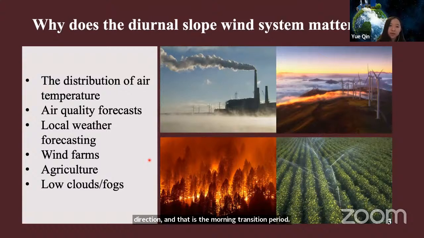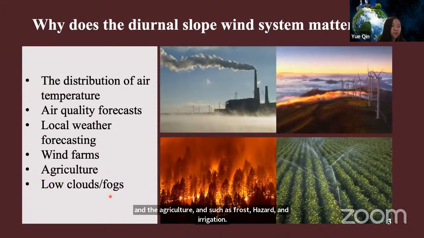So why does the diurnal slope wind system matter? Because a better understanding of the slope flow system is of essential importance in many areas. For example, it can help us understand the distribution of air temperature, and also the transport and dispersion of air pollutants, and local weather forecasting, such as wildfires, snowstorms, etc. And also the operation and construction of wind farms, and agriculture, such as frost hazard and irrigation, also the formation of low clouds and fogs.